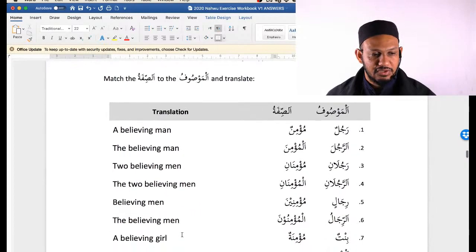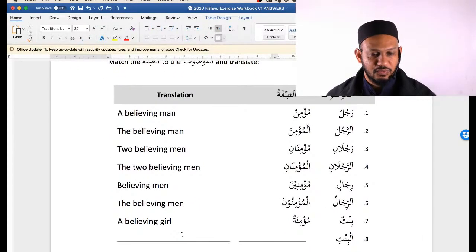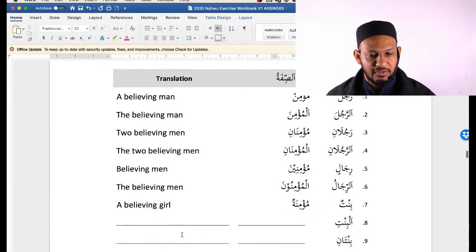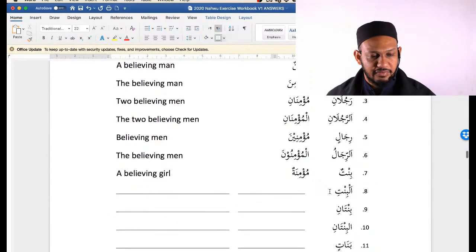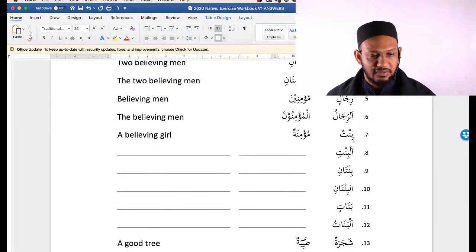Your homework was worksheet 4.2. So let's do your homework here quickly together. We marked 1 to 6 in the last lesson. We went over it. So let's do number 7, bintun mu'minatun. Bint means a girl and mu'mina means a believer. So bintun mu'minatun means a believing girl.